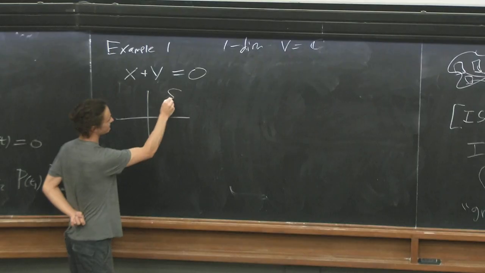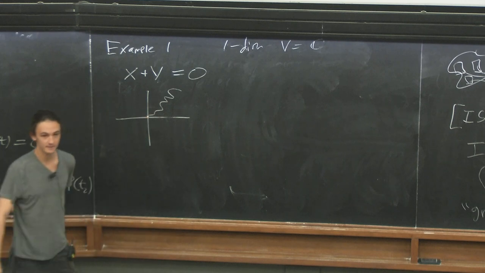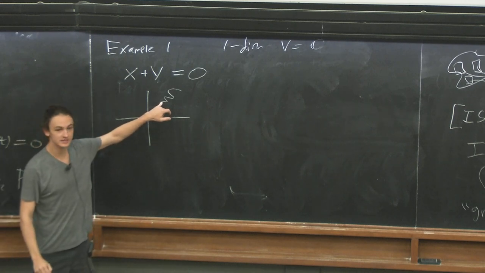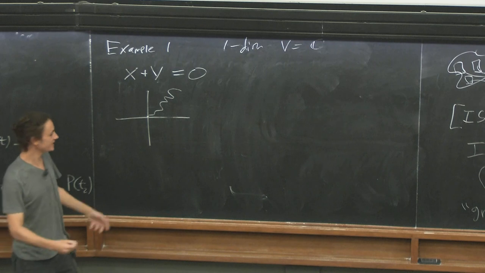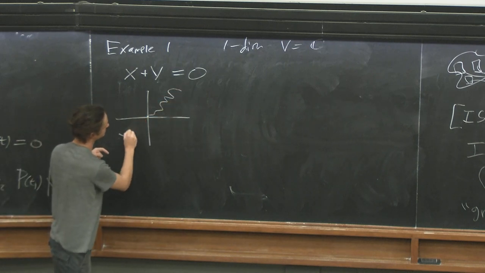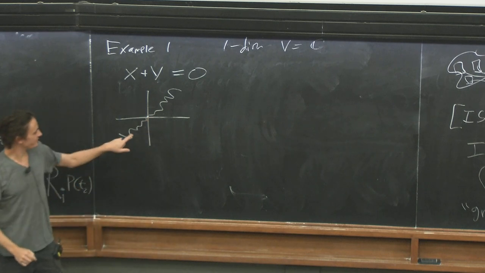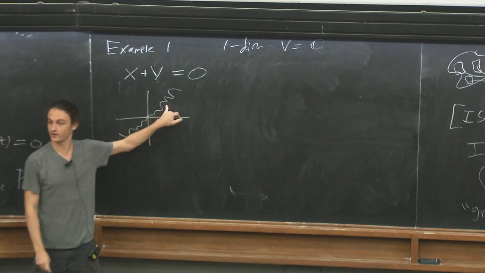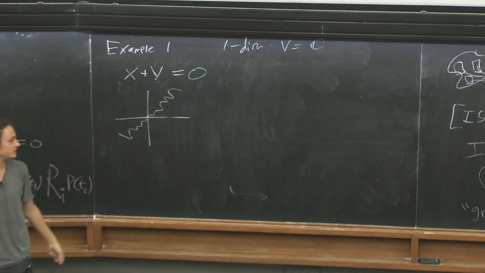Well, if I have a path that sort of approaches the origin, I want none of these points to be the negative of any other point. So that's the same as if we take this path and we rotate it 180 degrees around the origin. We want this path and this path to be disjoint from one another. And that's the same as avoiding this relation.